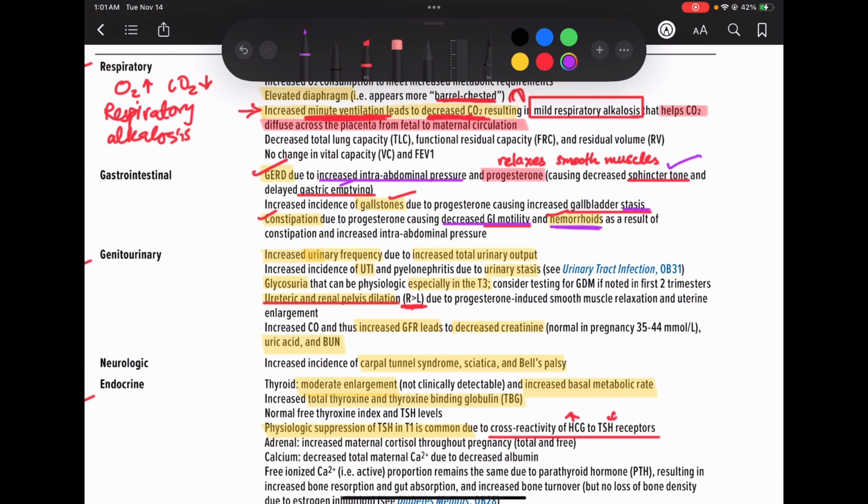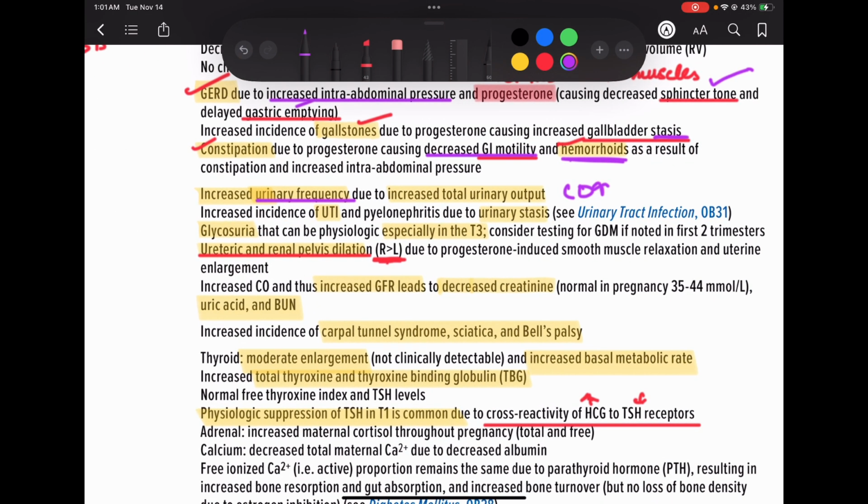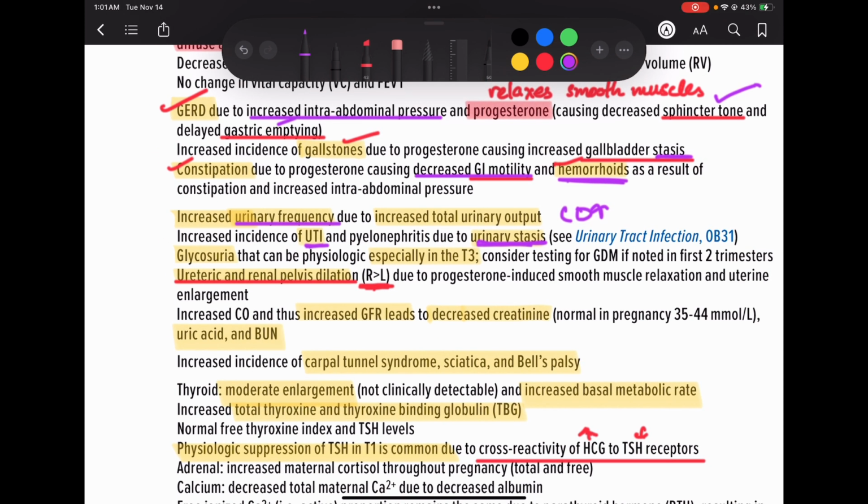In genitourinary, it increases the urinary frequency. Of course, the gravid uterus is right on top of the bladder, and the total urinary output is also increased because the cardiac output is increased. So that would lead to increased urinary frequency, and there would be increased incidence of UTI and pyelonephritis too, because of progesterone, a smooth muscle relaxant, and there's urinary stasis. There would also be the presence of glycosuria. That can be physiological, especially in the third trimester, but you have to get checked for gestational diabetes mellitus.